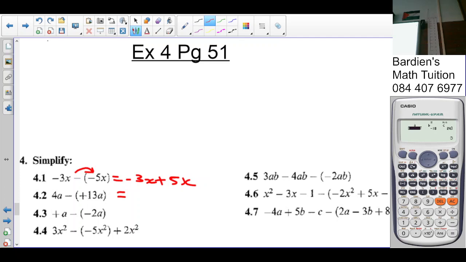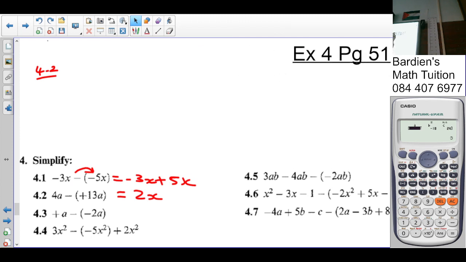But you listen, you must remember. You must always add like this. You must always simplify. So what is negative 3x plus 5x? 2x.